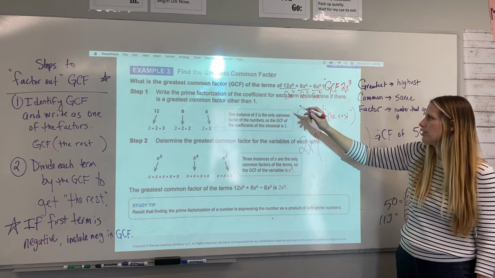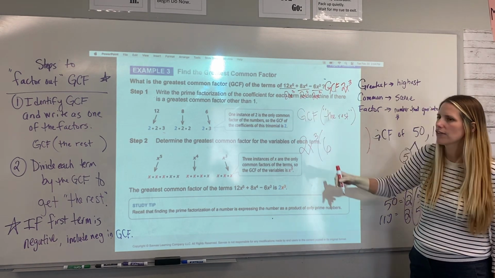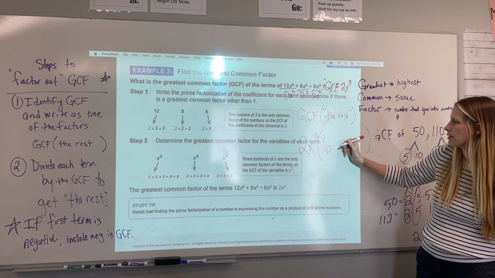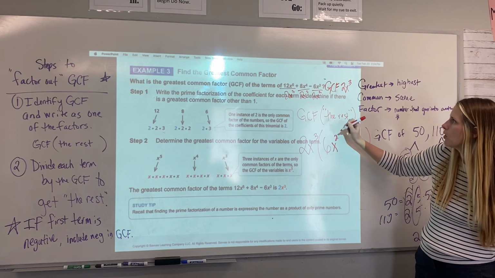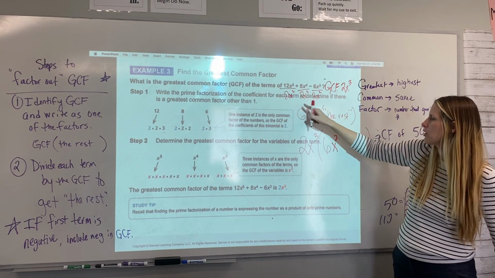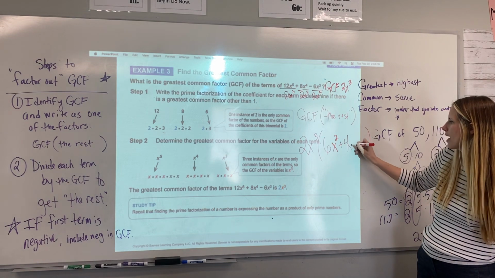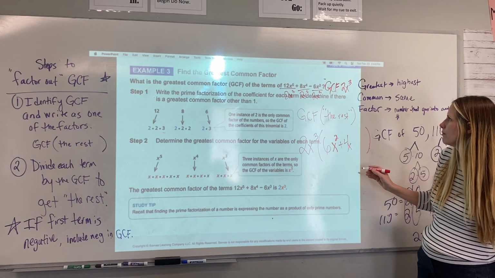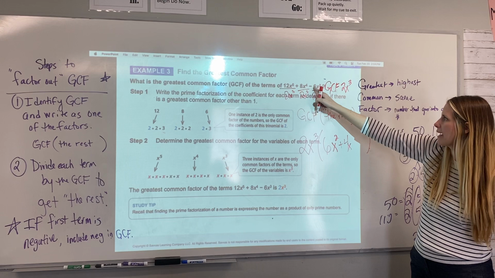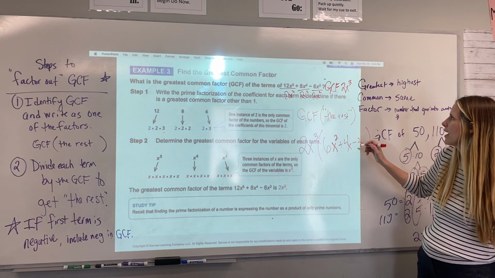What's 12 divided by 2? 6. x to the fifth divided by x to the third? x squared. Yep. x to the fourth divided by x to the third. Oh, whoops. 8 over 2 is 4. So plus 4, and then just x. And then minus 6 over 2, minus 3, and then x cubed.